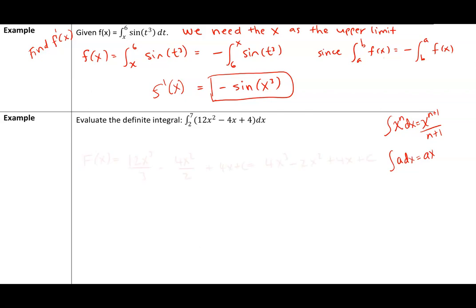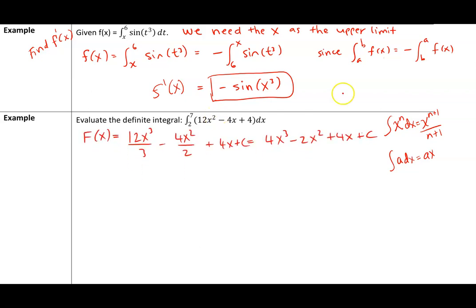All right, so we add 1 to the exponent, so it's x to the n plus 1 over n plus 1, where n is 2. So we have 2 plus 1, which is 3, over 3. Here, the n value is 1, so 1 plus 1 is 2, so we have x squared over 2. And then for 4, it's a constant, so we get 4x plus c. If I simplify this, 12 divided by 3 is 4, 4 divided by 2 is 2, and then we have a 4x plus c. So this becomes your antiderivative.